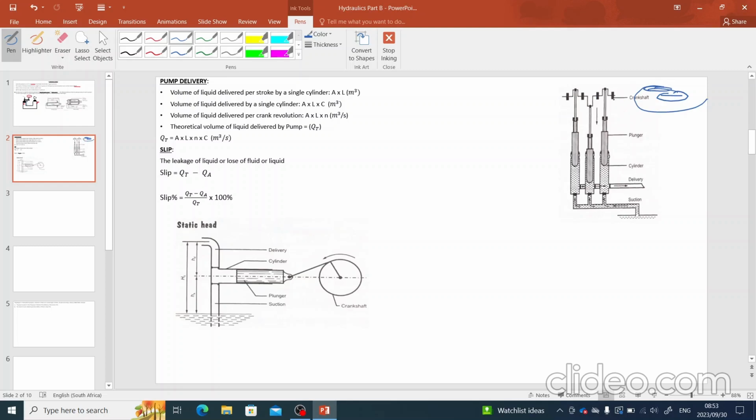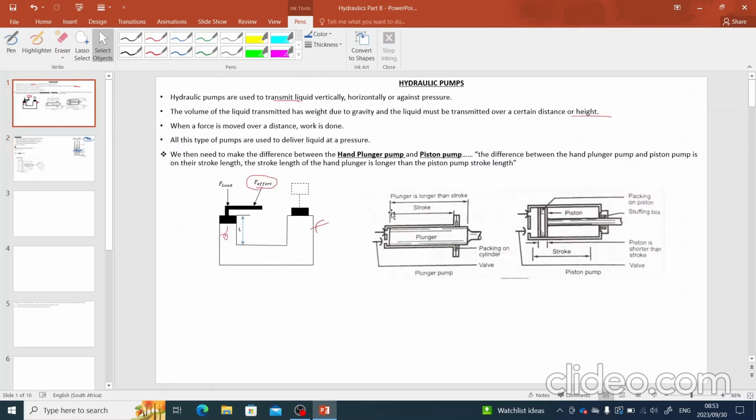As it rotates at a certain speed, your crankshaft will be going to and fro, and your cylinders will be going in and out, in and out. That's what we will be dealing with here. Before we continue, let's make one thing clear. If you were asked what is the difference between the hand plunger pump and the piston pump, their difference is on their stroke length.